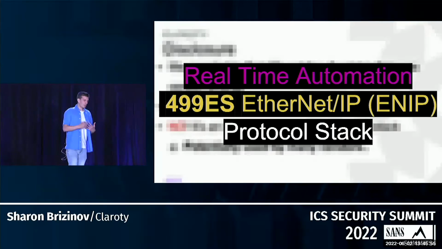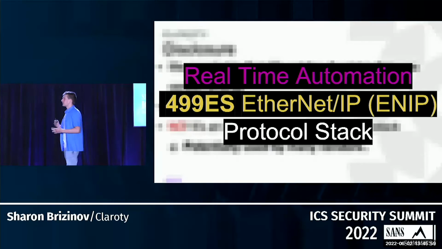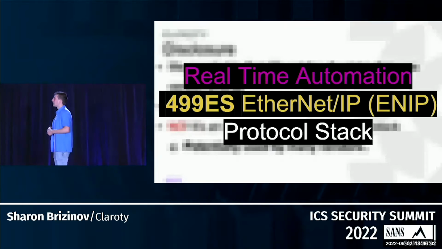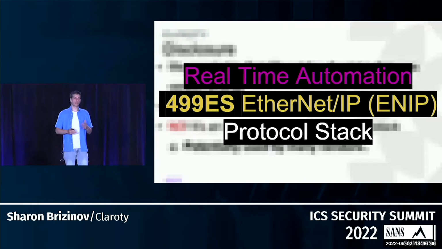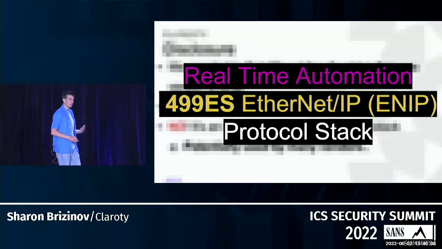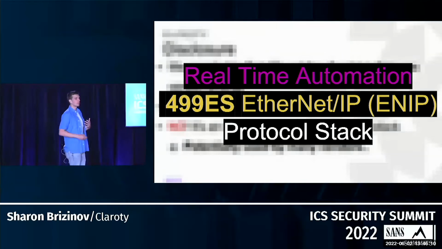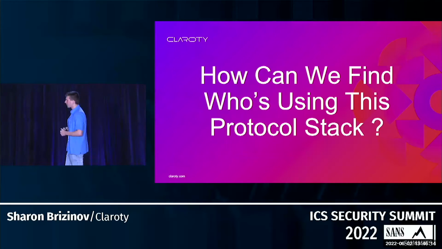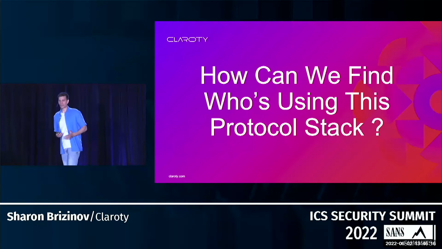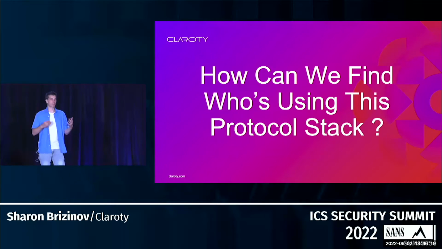So after a long research, we came to the conclusion that this commercial stack is being created and developed by a company named Real-Time Automation. They call their stack 499ES Ethernet IP protocol stack. And we went on a mission to understand who is using this stack. So I have a question to you. How can we find who is using this protocol stack?